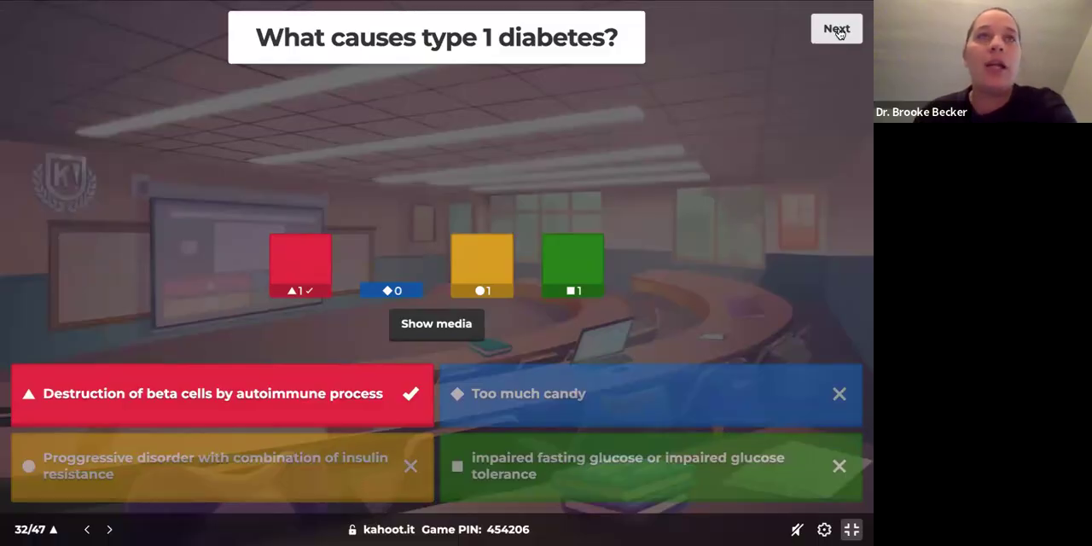Do you guys remember reading about the islets of Langerhans? Yep, so those are your beta cells within your pancreas, okay? So your islet cells or your beta cells are destroyed. They do not work, so your insulin does not work. So type 1 diabetics have to have insulin lifelong for right now, okay?